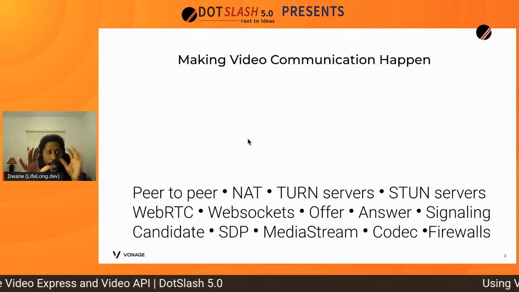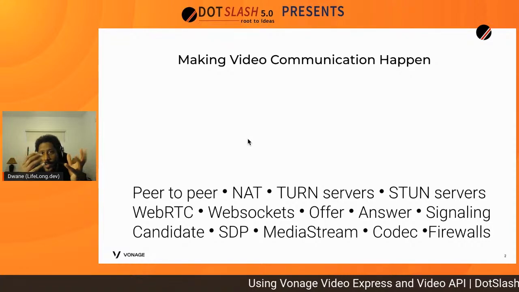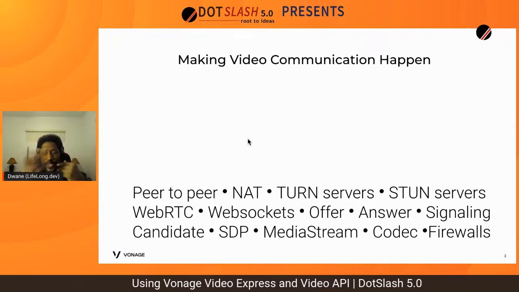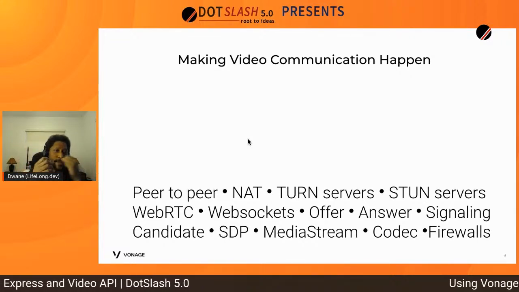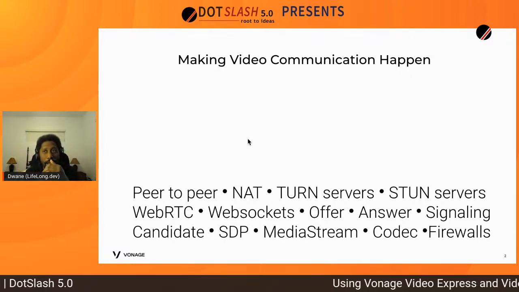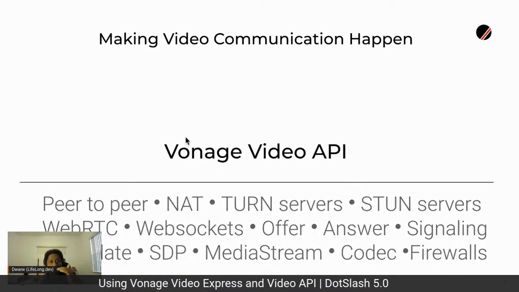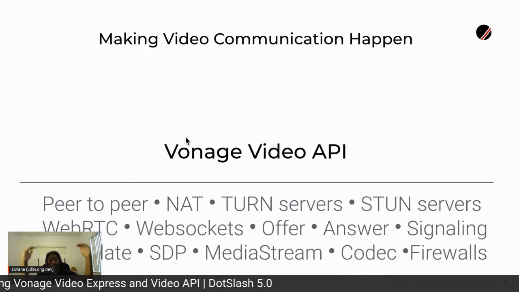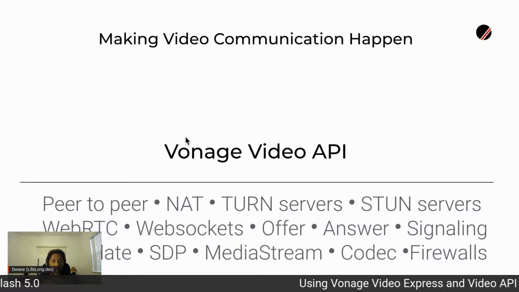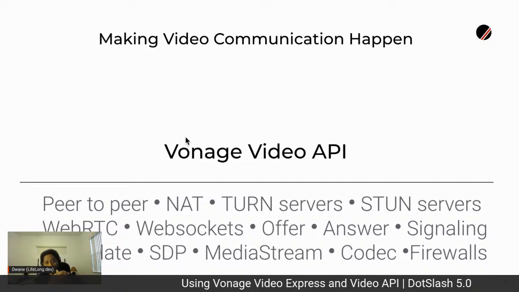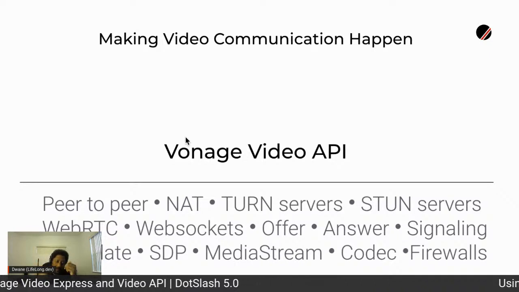There's also offer and answer, which is an amazing thing where you offer, saying hey, I'm ready to be spoken to, and then someone answers and it goes back and forth, this exchange. And there's the signaling and candidates and SDP and media streams and codecs and firewalls and so much more that you have to take into account and keep track of. So what Vonage does is put our APIs on top of all that. We have a team of people whose job it is to make sure all those things are working, so it's a lot easier to interface with all that and be able to do video communication.